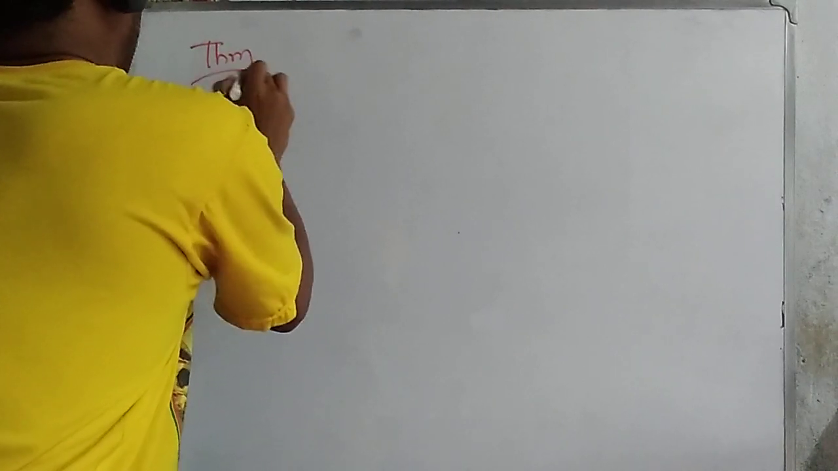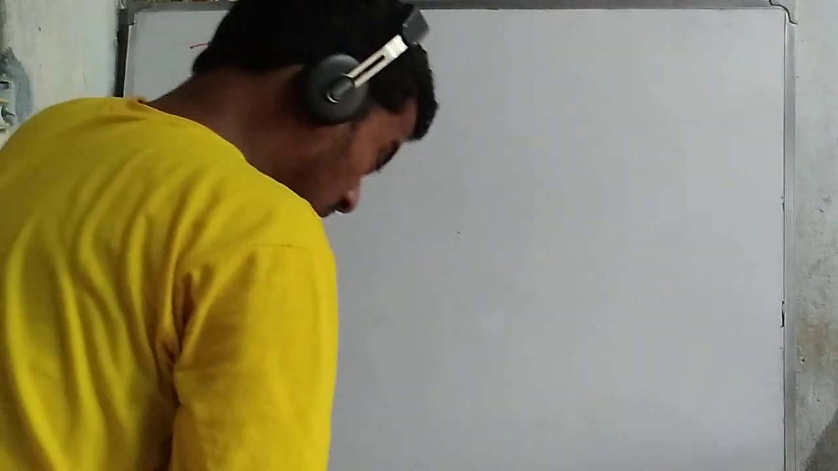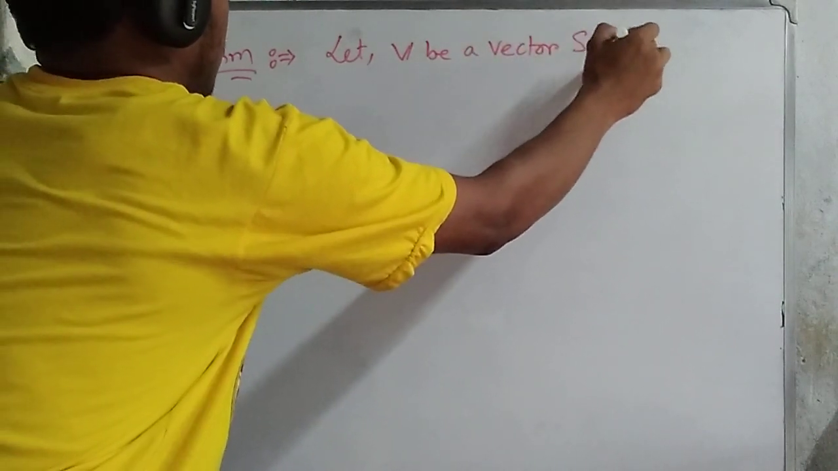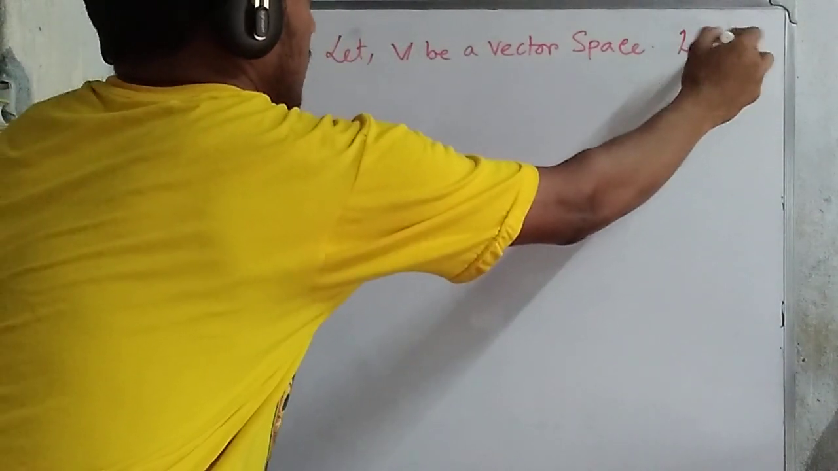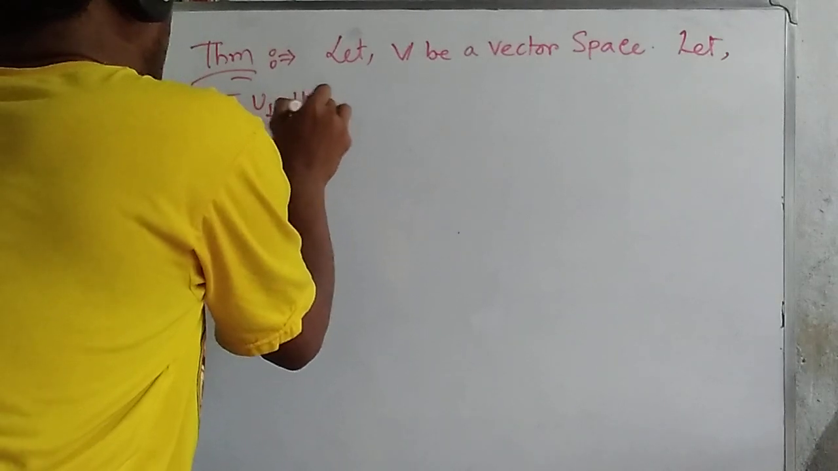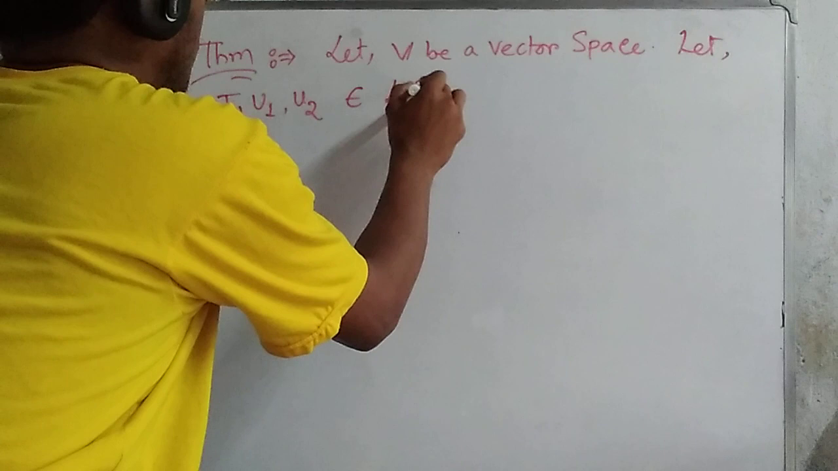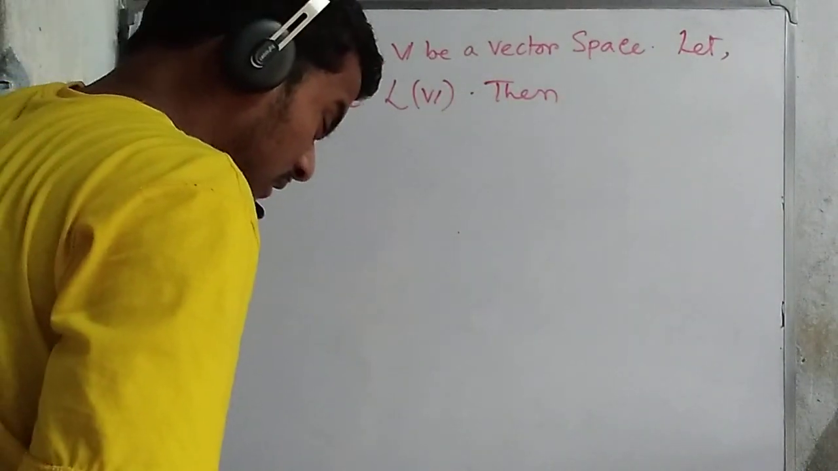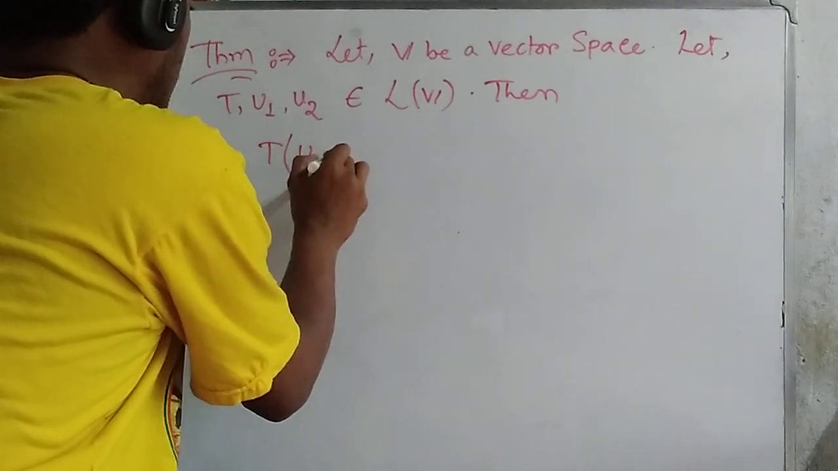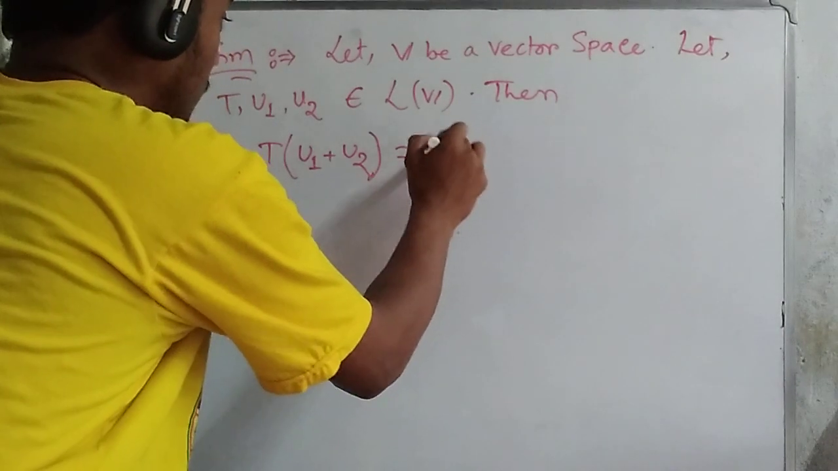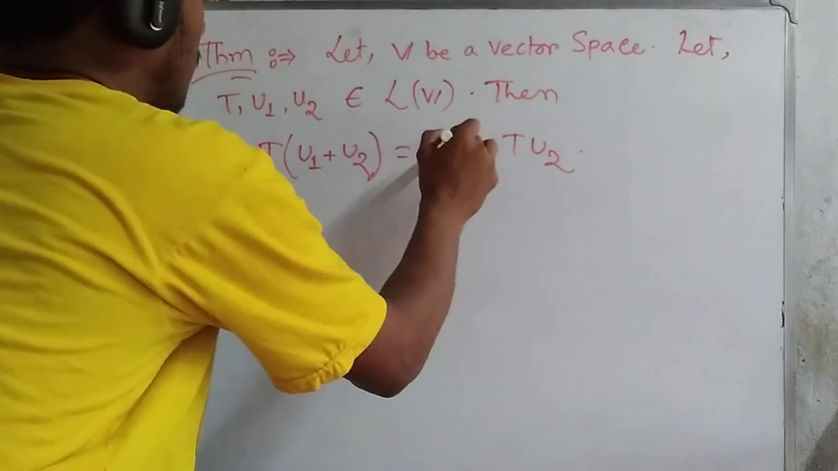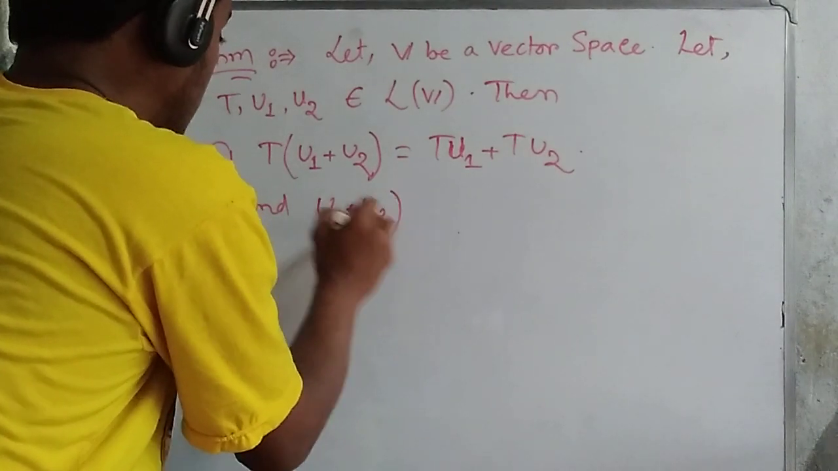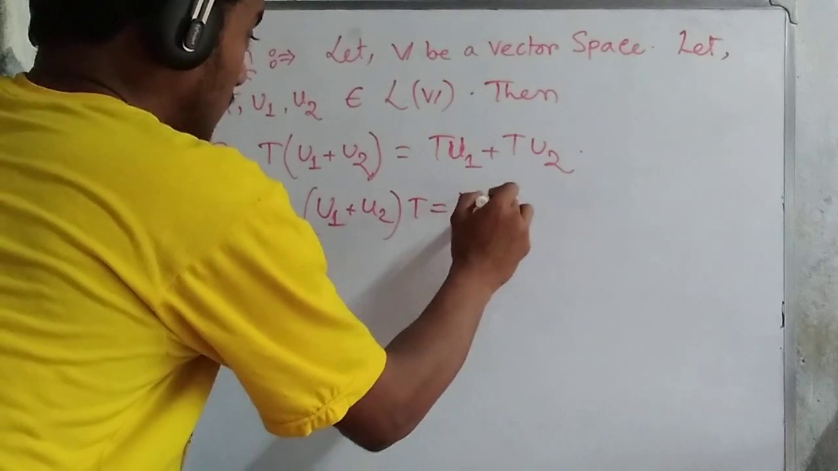We write here theorem. Let V be a vector space, and let T, U1, U2 belong to L(V). Okay. Then what happened? Then first one here, T(U1 + U2) equals TU1 plus TU2. Okay. Now and here (U1 + U2)T equals U1T plus U2T.